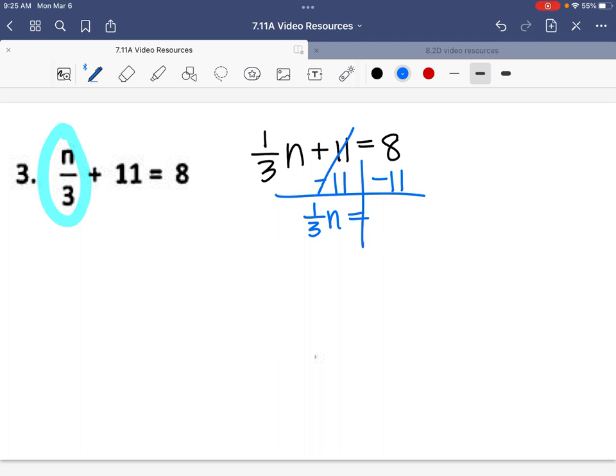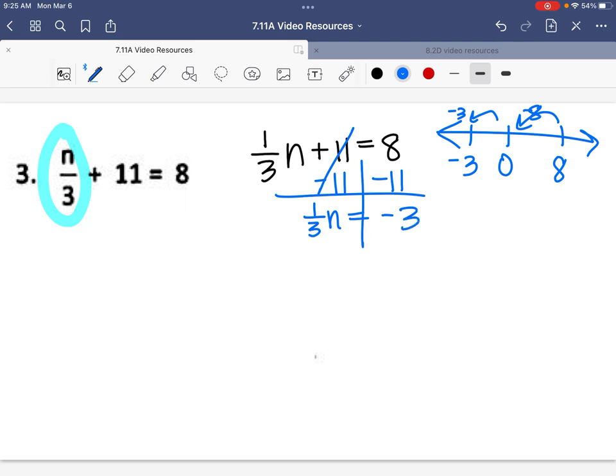And if you're not comfortable with your integer operations, I would recommend drawing a number line. So if I start at 8 and I take away 11, I'm trying to figure out what I'm getting to. So I know 8 minus 8 gets me to 0. And then I need to take away 3 more, which takes me to a negative 3. So 1/3 of n is equal to a negative 3.